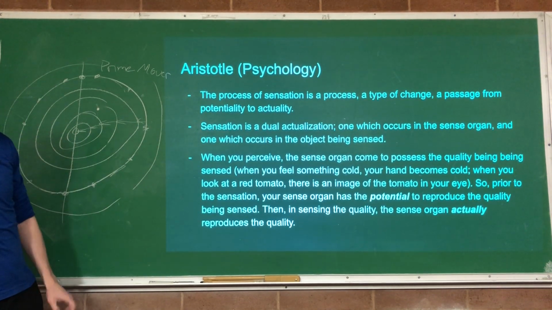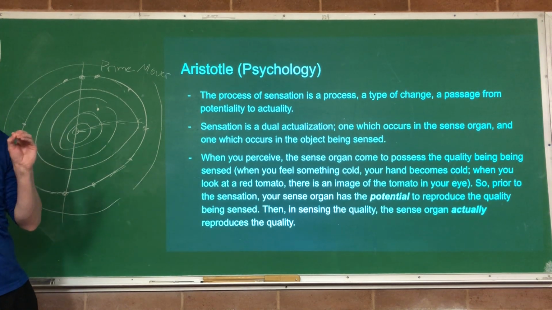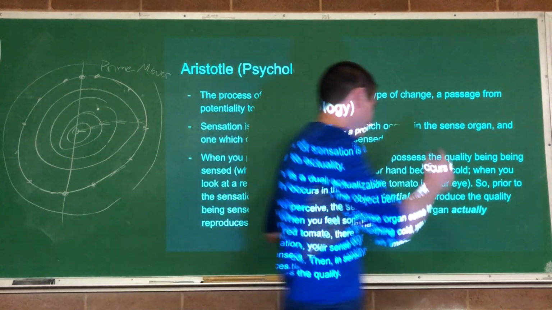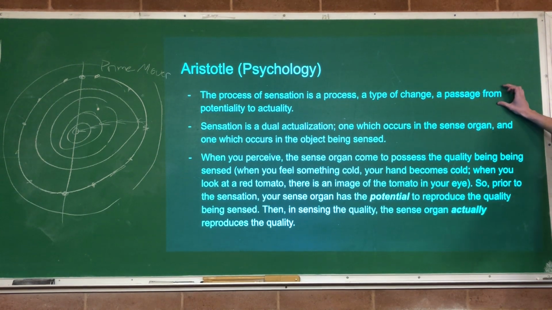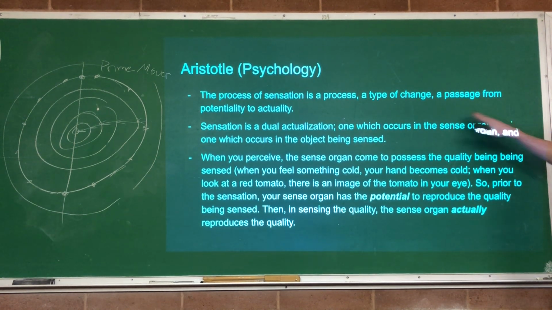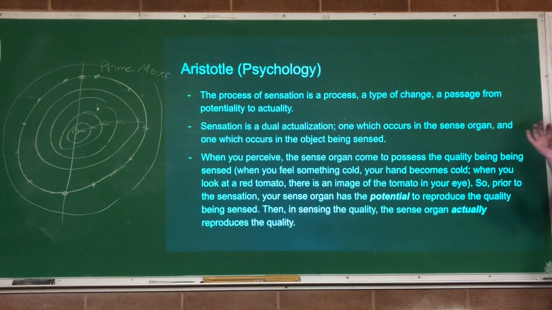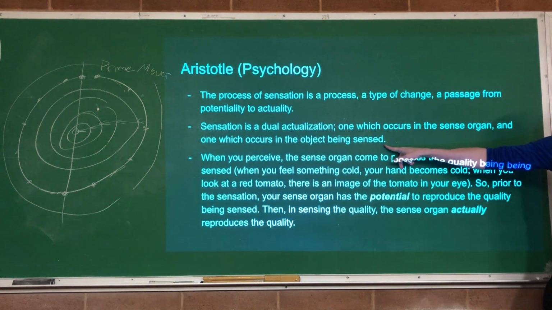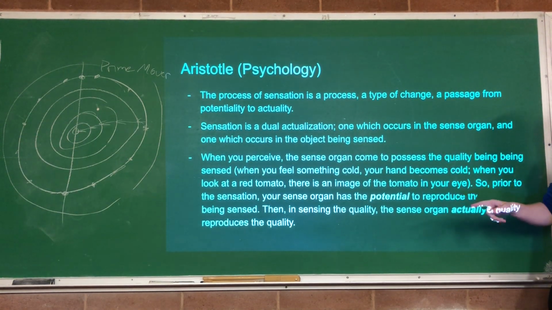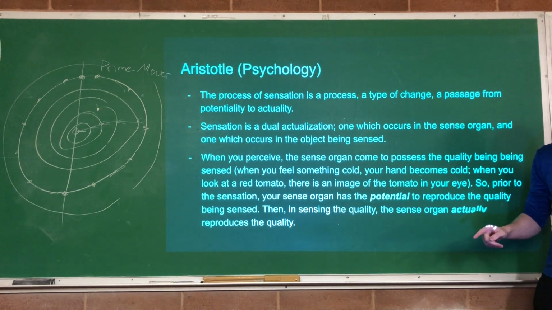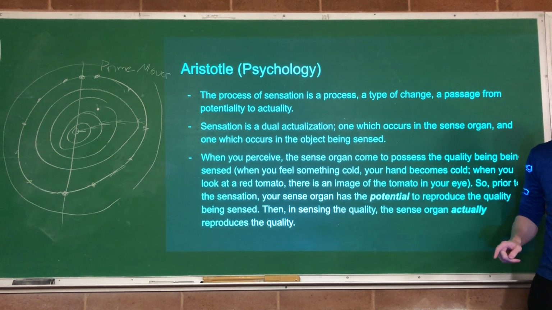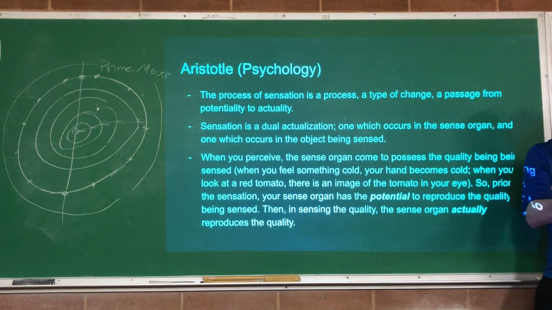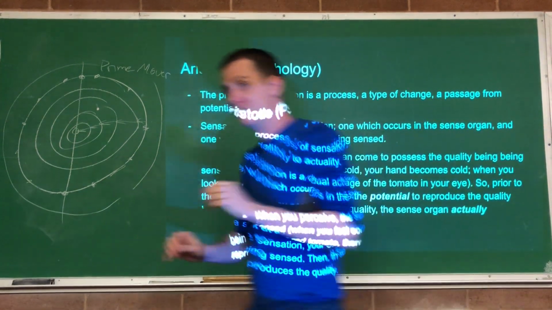The process of sensation is a process, a type of change. Now, his way sensation happens is kind of weird, so you're going to have to follow this a little bit. A passage from potentiality to actuality. Now, sensation is a dual actualization. It's a dual change. It's a change in two places. One which occurs in the sense organ, like my eye, and one which occurs in the object being sensed. Like if I look at a tomato, I think is the example I'm going to use here. So when Donnie looks at a tomato, two changes happen. One in my eye, one in the tomato. The eye one might seem pretty obvious to you. The tomato, you might be wondering, how on earth? We'll get to that.